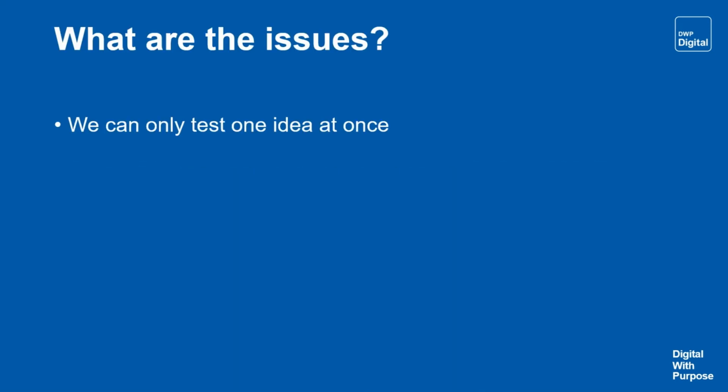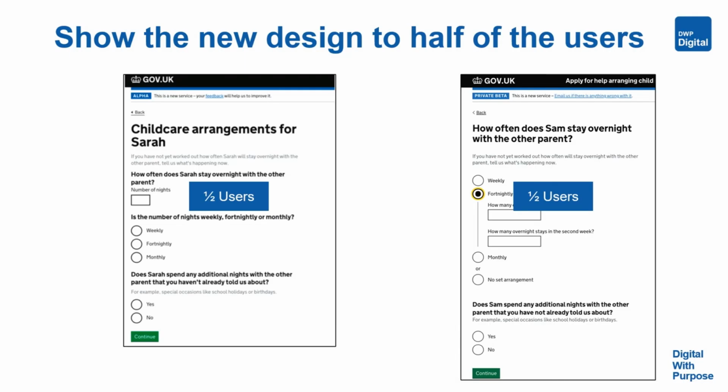There are some issues with the way that we test at the moment, and one of them is we can only test one idea at once. So we've got the screen that we had before, and we've got the new screen, and we want to know if the new screen is better. Using A/B testing tools, we can show those screens to two groups at once. So we could show half of the users one screen, the control, and half of the users the variation.